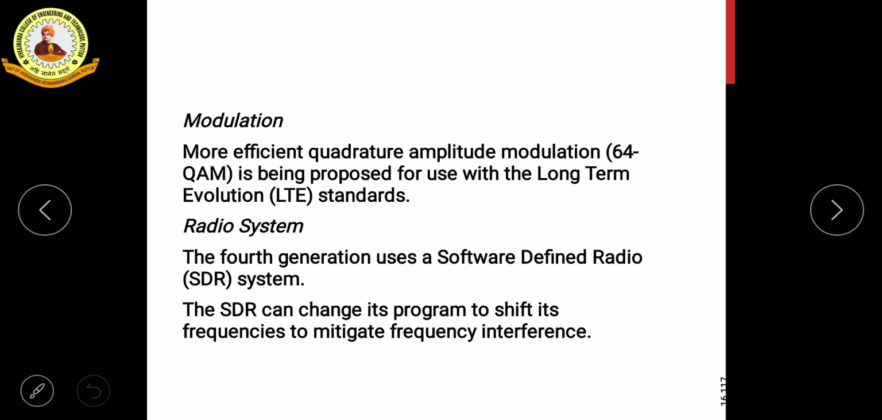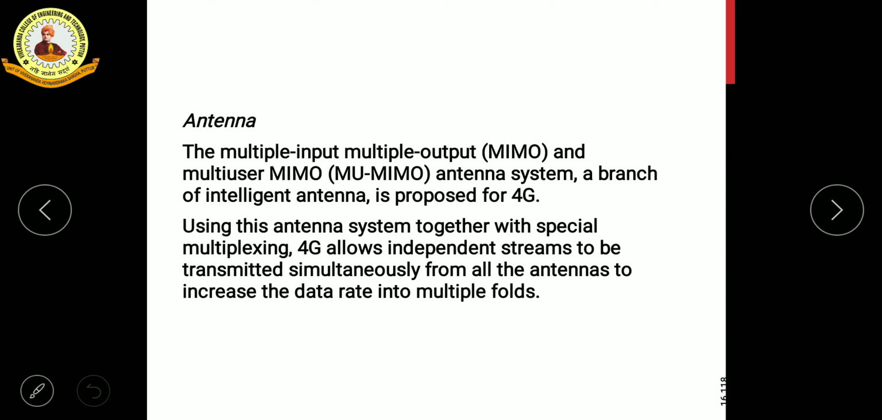Then how about the radio system? The fourth generation uses a software defined radio system, called SDR. The SDR can change its program to shift its frequency to mitigate interference. Then coming to the antenna, the antenna system we use here is MIMO, that is multiple input multiple output, and also multi-user MIMO is used here. Using this antenna system together with spatial multiplexing, 4G allows independent streams to be transmitted simultaneously. That is one of the greatest uses of 4G mobile systems.